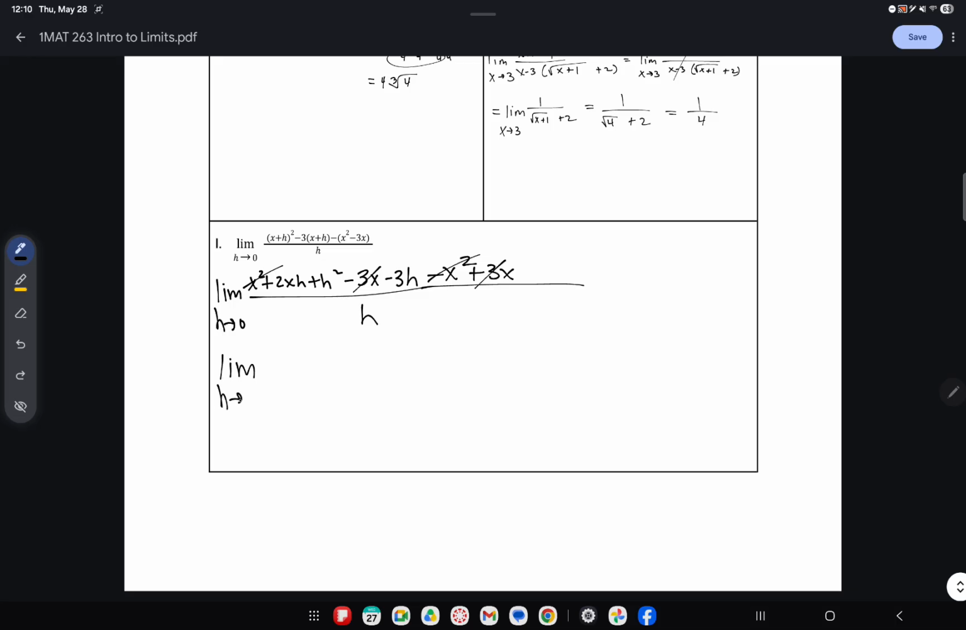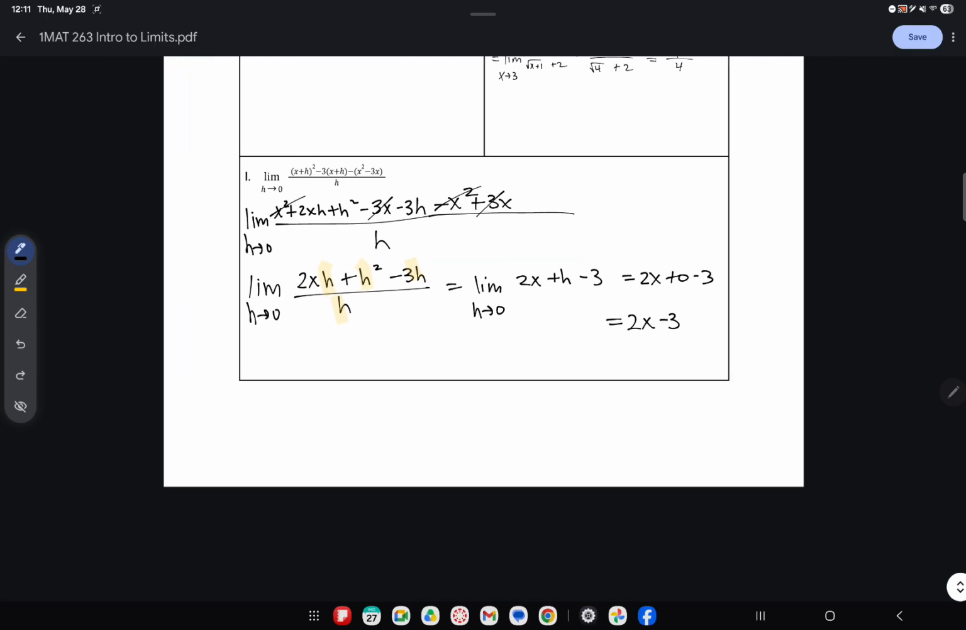So I have the limit as h goes to 0 of 2xh plus h squared minus 3h all over h. I can factor out an h from each of those to be able to cancel out with the bottom. So I have the limit as h goes to 0 of 2x plus h minus 3. And then I can do a direct substitution of plugging in 0. And I'm left with, I'll put it here, 2x minus 3. And we'll see that that is okay to have.